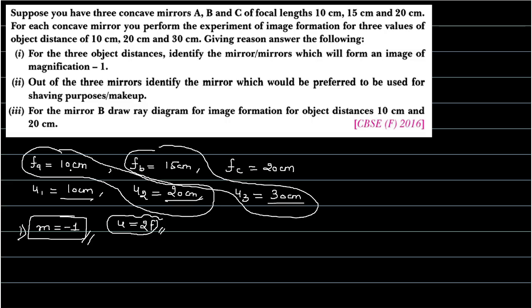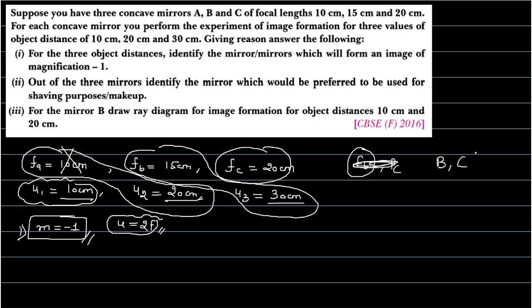Okay. So, for the U1 distance, check for U1 distance. You cannot use A, right? You can use B because the object distance is 10 centimeter and the focal length is 15. So that means you are already between focus and pole, right? You can use C also. That means you can use mirror B and mirror C. Both can be used.